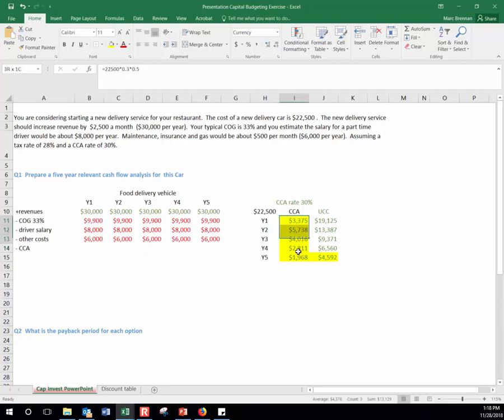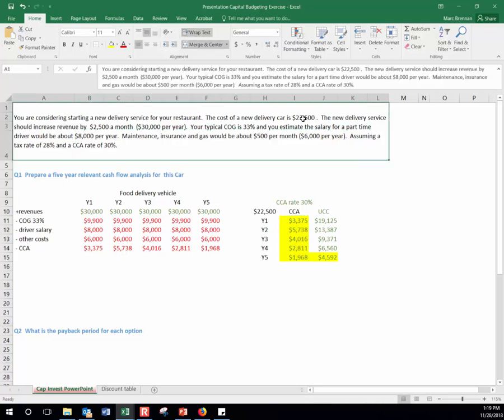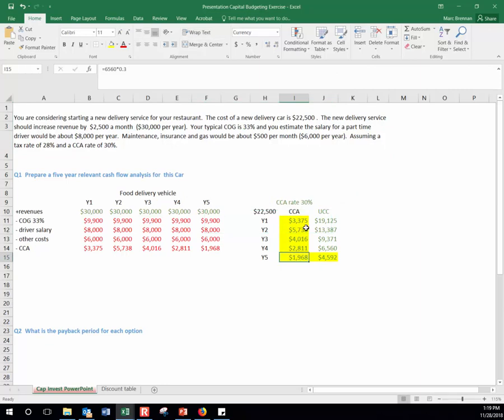So now we can simply transfer over these numbers. So in year one, $3,375, $5,738, $4,016, $2,811, $1,968. Okay? So I'm just taking the CCA rate from each year, how much I depreciate each year of this asset. Because remember, I'm accounting for the depreciation of this capital asset over its useful life. So I only account for the cost over its useful life, even though I've already purchased it with $22,500. I just expense it over its useful life.